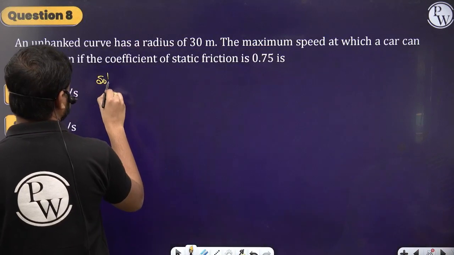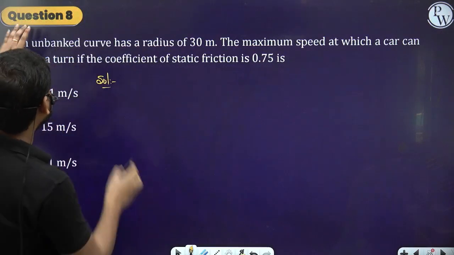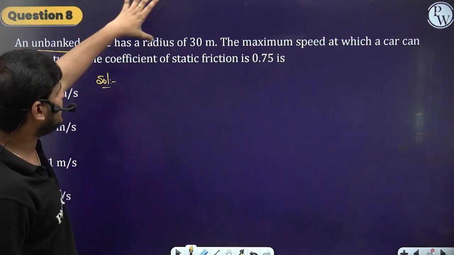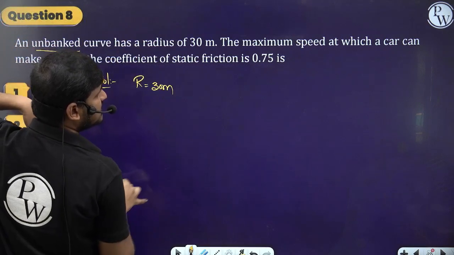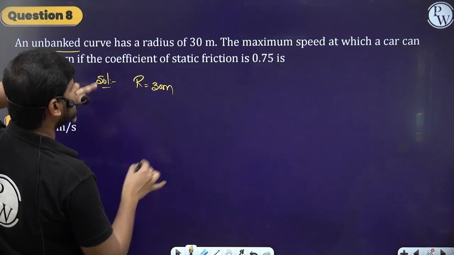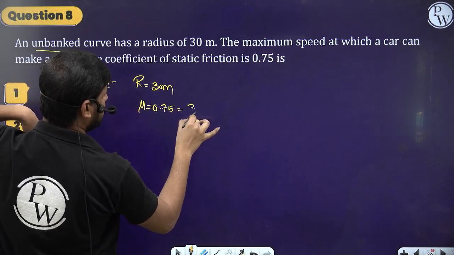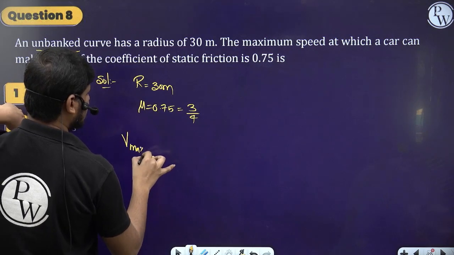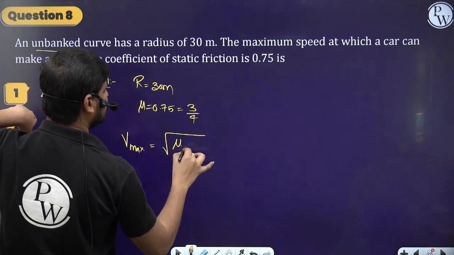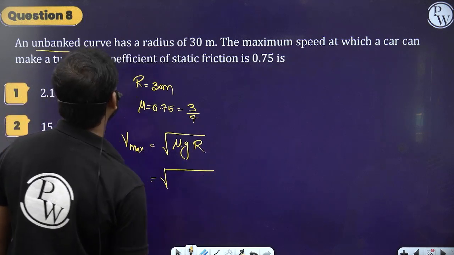So let's take one question here. What does the question say, guys? Try this question on your own. An unbanked curve, unbanked means the level road, has radius 30 meters. What is the maximum speed with which a car can turn if the coefficient of friction mu is equal to 0.75? Let's take it as 3/4. So the V max on the level road, we know the formula, square root of mu g r. The coefficient of friction is given.